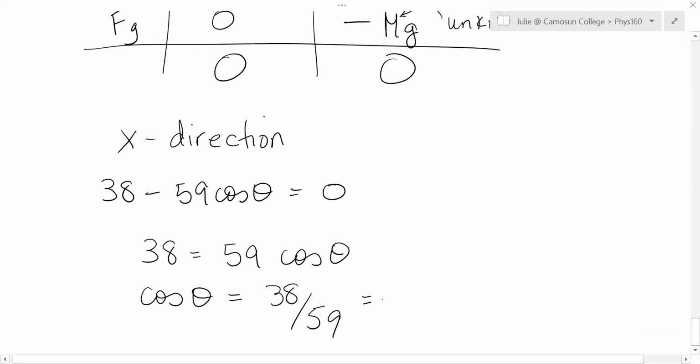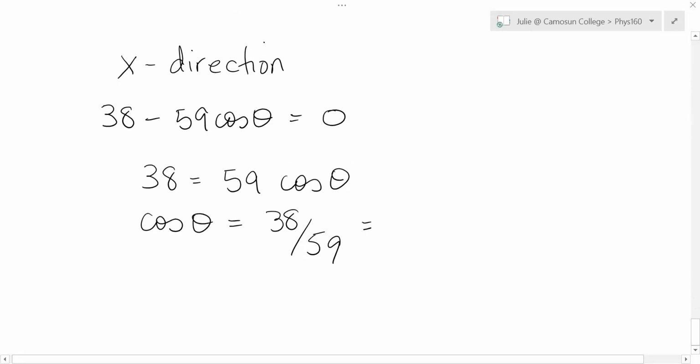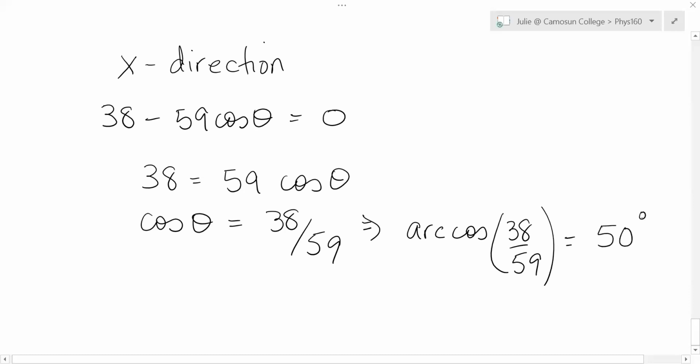Now this always has to be a number less than 1. If you get a number for cos theta bigger than 1, you've goofed. You'll get an error on your calculator. And so it turns out that inverse cos, so arc cos of 38 over 59, is equal to 50 degrees. And that's equal to theta.